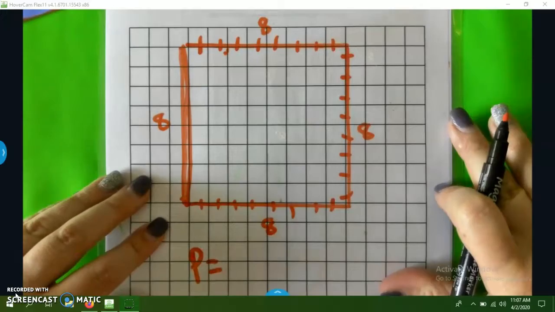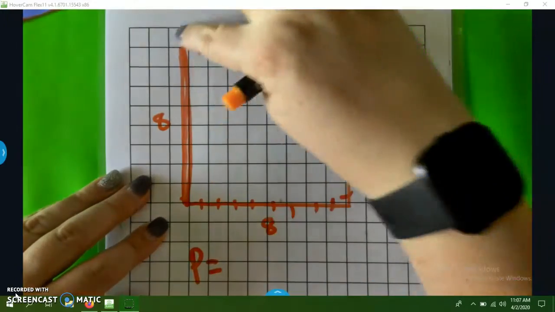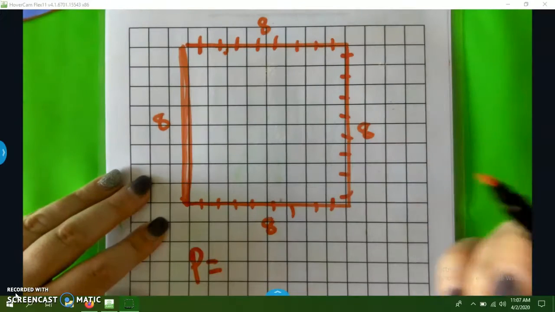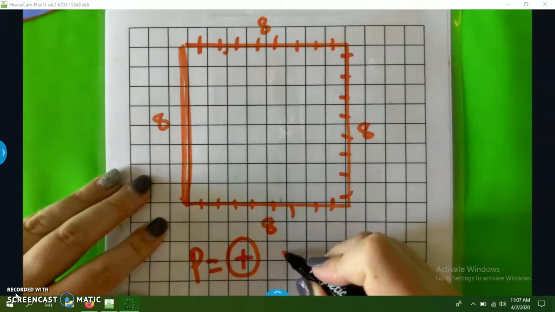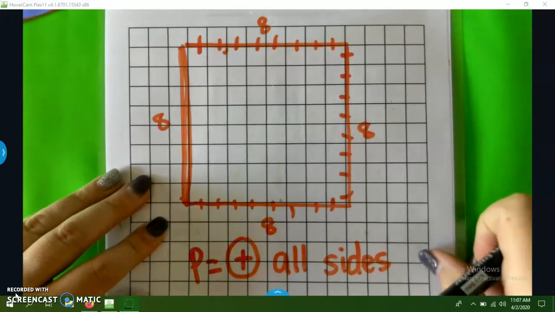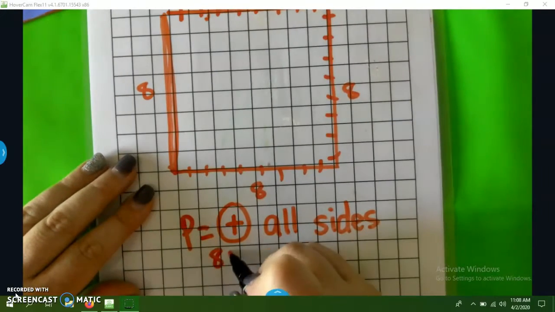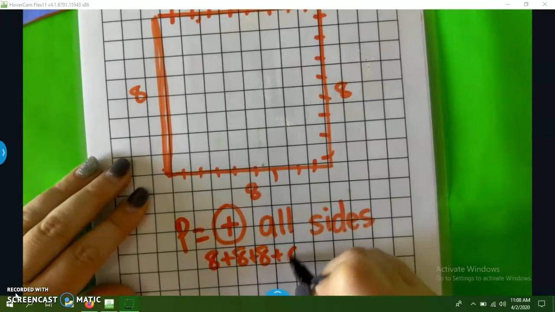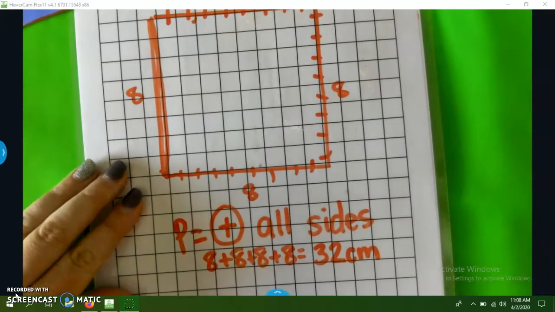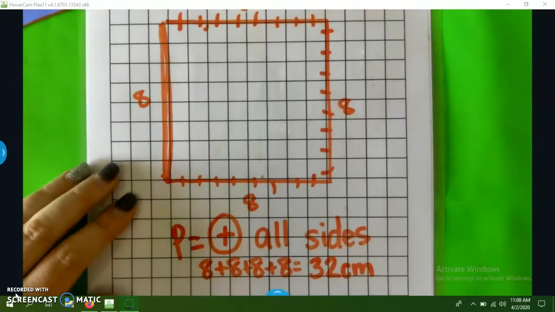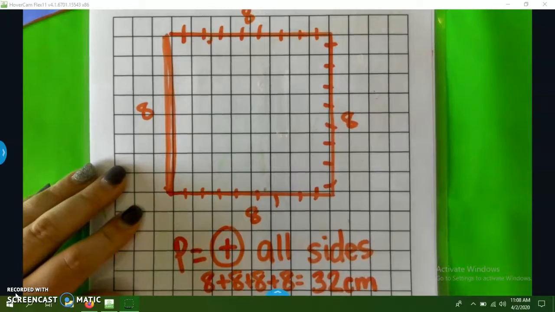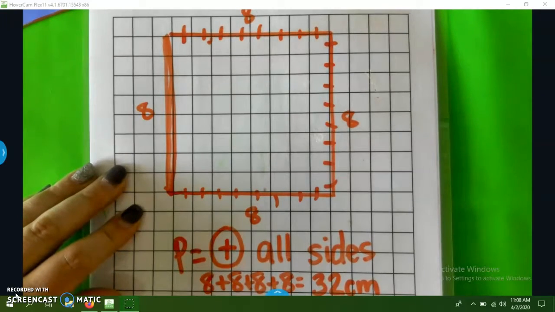So, to find the perimeter, if I was going to walk the perimeter of this shape, I would have to walk 8, and then 8 more, and then 8 more, and then 8 more. So to find the perimeter, I would want to add all the sides. If I were to add 8 plus 8 plus 8 plus 8, and you are allowed to use a calculator for this, I would get 32 total centimeters. That means that it takes 32 centimeters to get all the way around the outside, or the perimeter, of this shape.